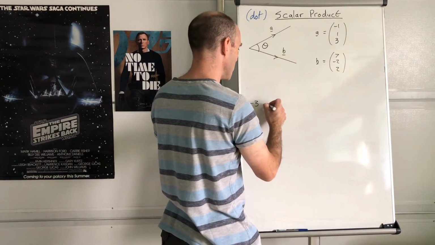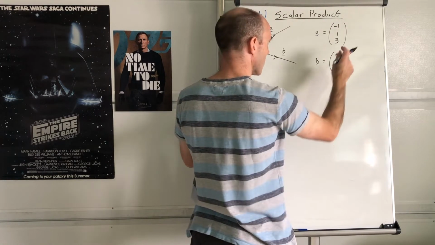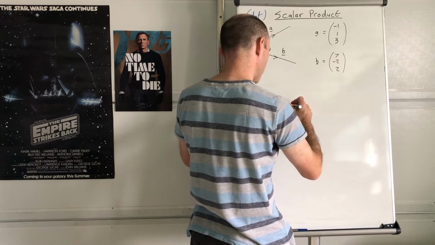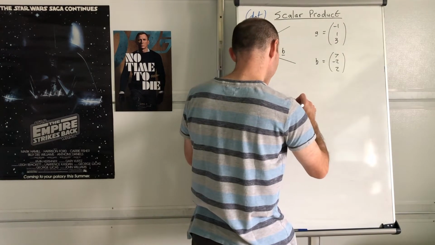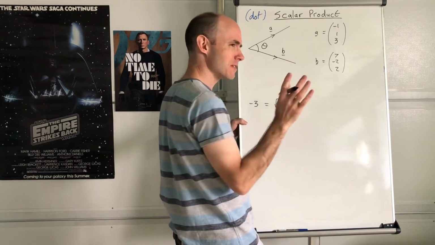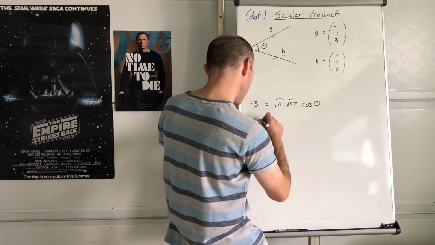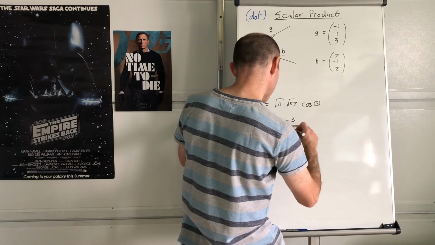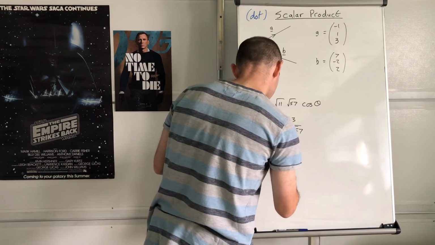So -3 is equal to the square root of 9 plus 1 plus 1, root 11, and then 49 plus 4 plus 4, that's 57. Oh, look at that, prime numbers. Kind of interesting. That's not a prime number, no, scrub that. So cos theta is equal to -3 over root 11 root 57. There we go. Let's work out theta.